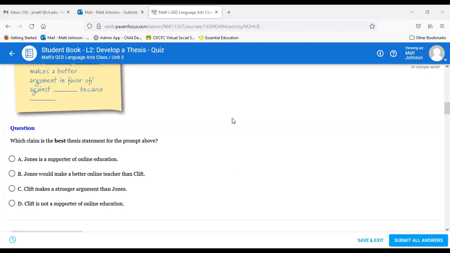A. Jones is a supporter of online business. B. Jones would make a better online teacher than Clift. C. Clift makes a stronger argument than Jones. And D. Clift is not a supporter of online education.